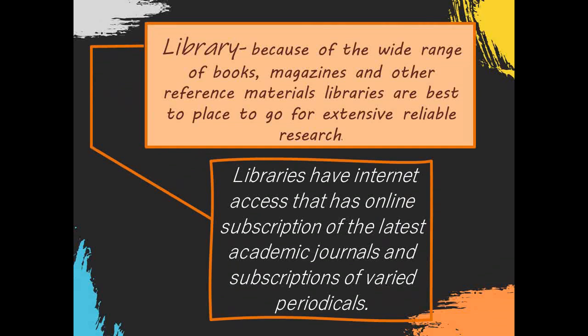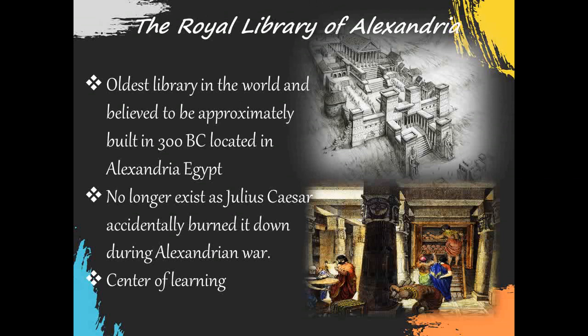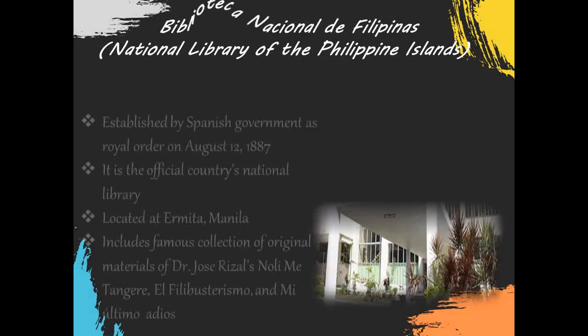Library. Because of the wide range of books, magazines, and other reference materials, libraries are the best place to go for extensive, reliable research. The Royal Library of Alexandria, located at Alexandria, Egypt, was the oldest library in the world and the center of learning facility of Alexandrians. It no longer exists because it was accidentally burned down during the Alexandrian War by Julius Caesar.